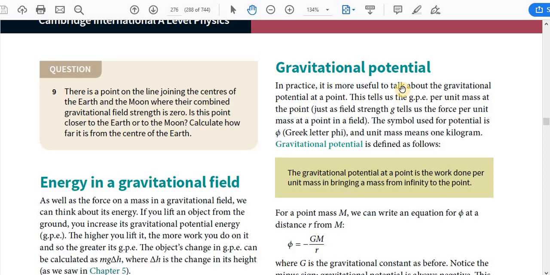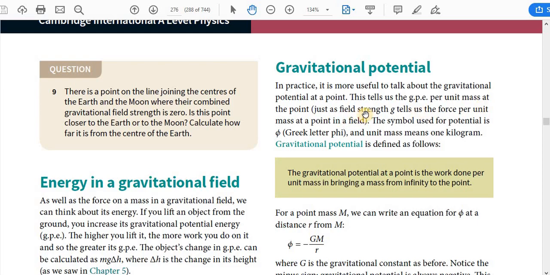Here we have gravitational potential. In practice, it is more useful to talk about the gravitational potential at a point. This tells us the GPE per unit mass at the point. So when you say gravitational potential, something is divided by the mass, because we get per unit mass. It tells us the gravitational potential energy per unit mass. So the gravitational potential energy is divided by the mass.